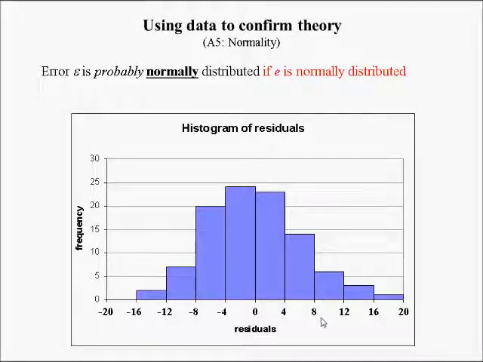14 are between 4 and 8. 6 are between 8 and 12. It looks like 3 are between 12 and 16, and then 1 is between 16 and 20. Now, this looks normal, and you can plot it with a normal distribution curve, which I do here.